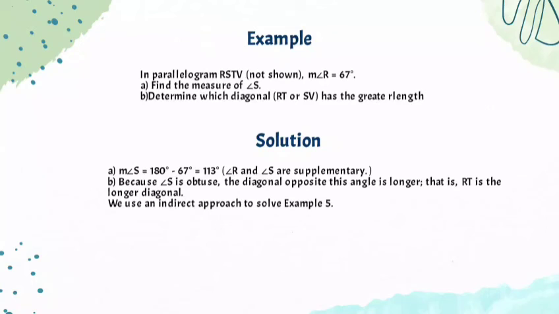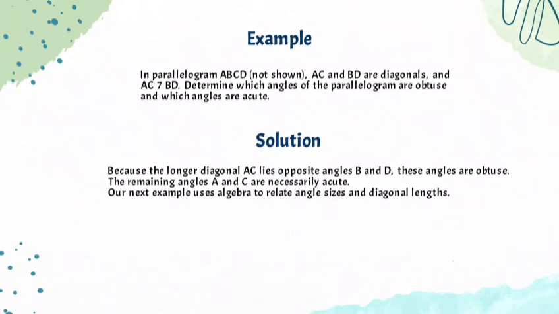We use an indirect approach to solve example 5. Example 5. In parallelogram ABCD, not shown, segments AC and BD are diagonals and AC is greater than BD. Determine which angles of the parallelogram are obtuse and which angles are acute. Solution: because the longer diagonal AC lies opposite angles B and D, these angles are obtuse. The remaining angles A and C are necessarily acute.